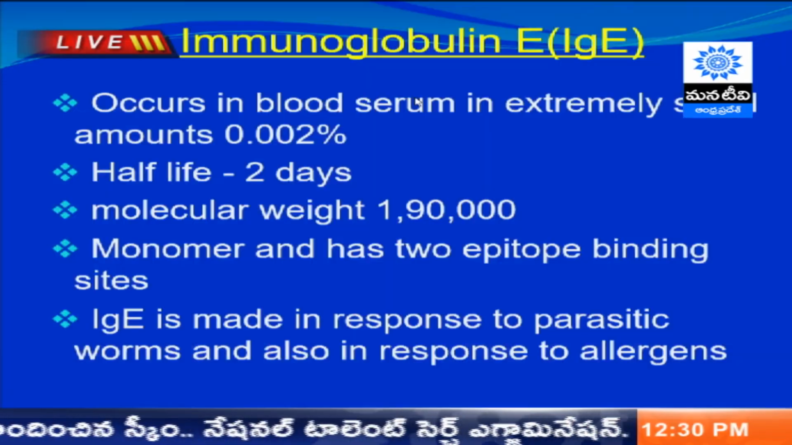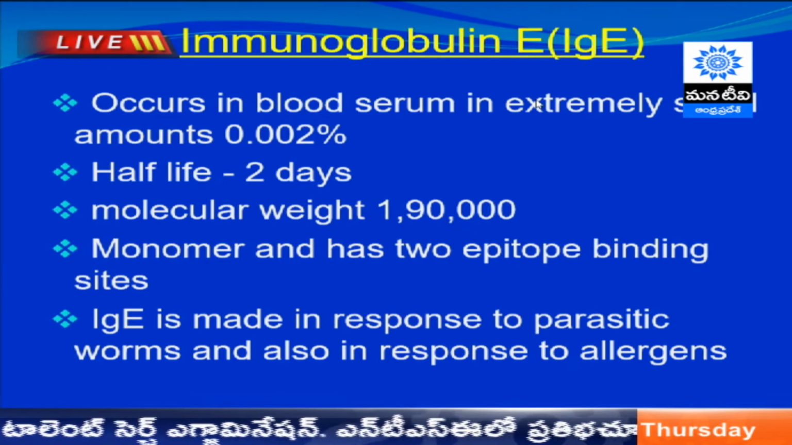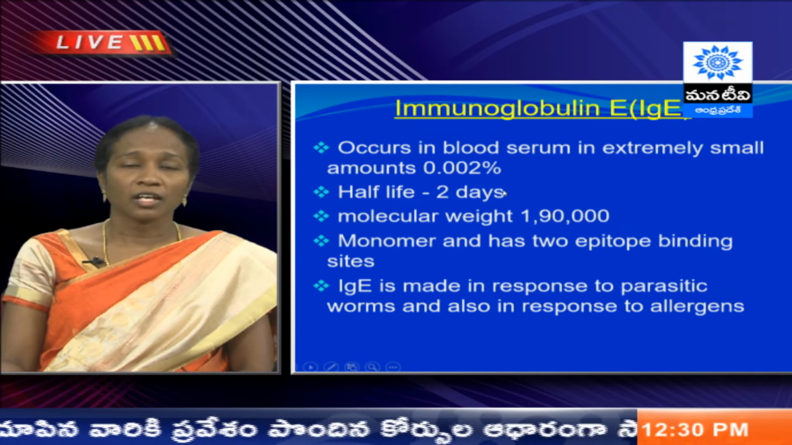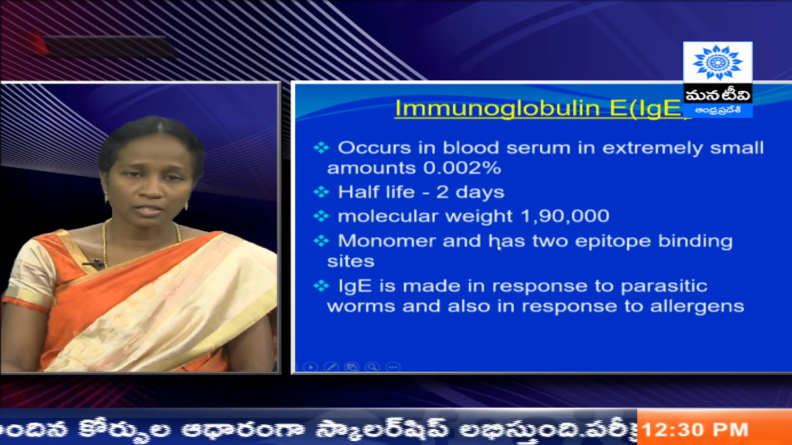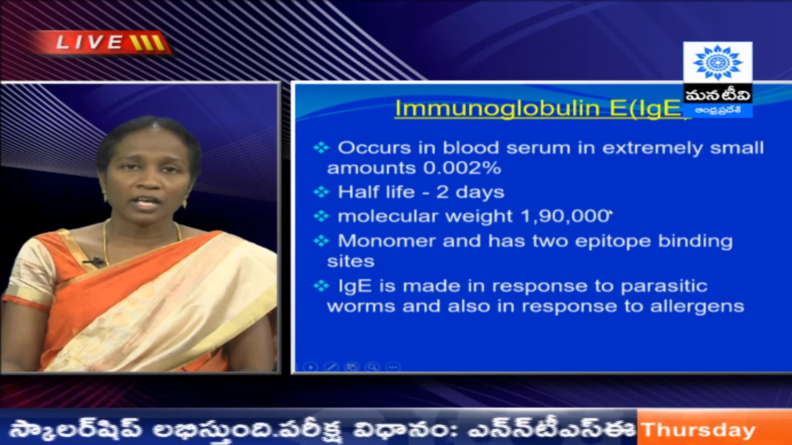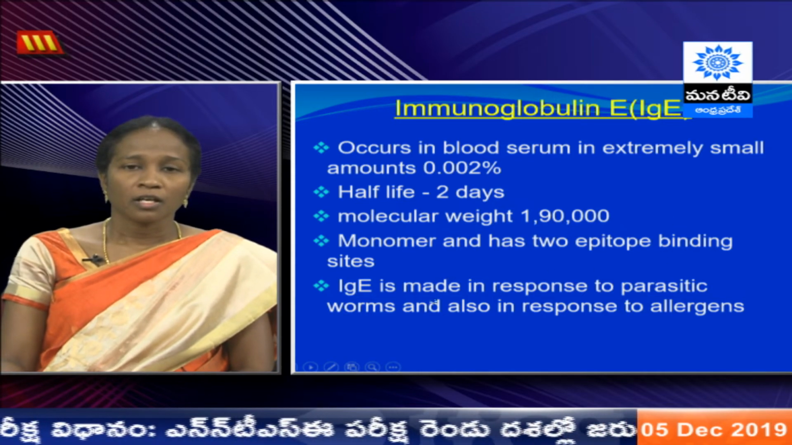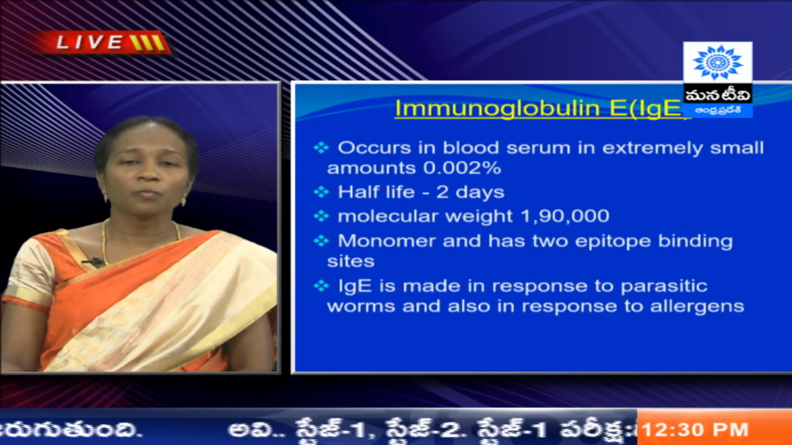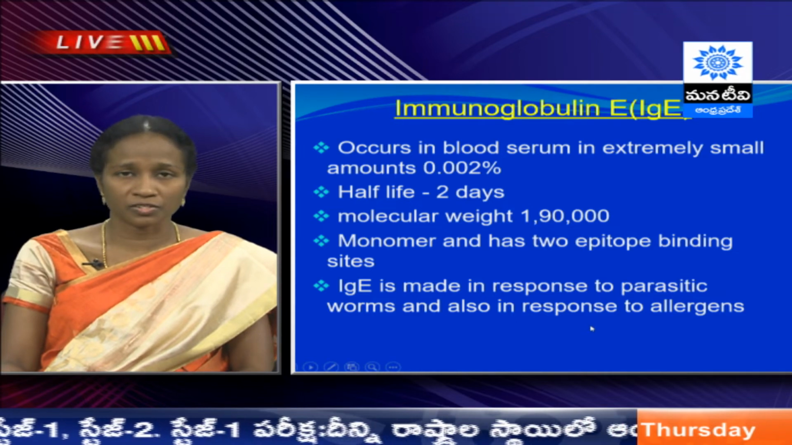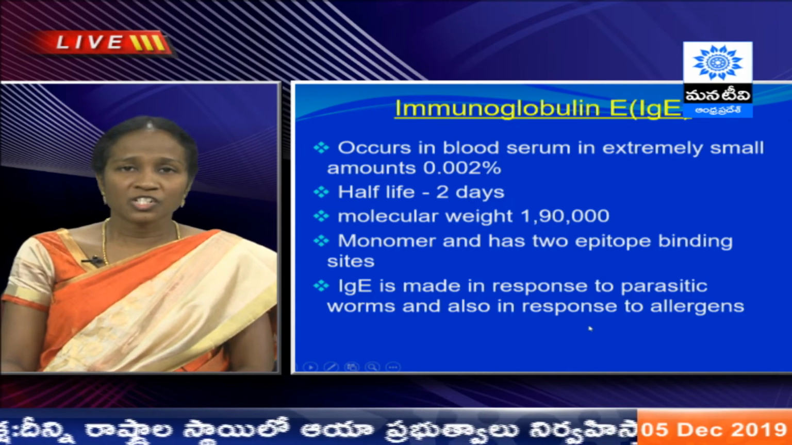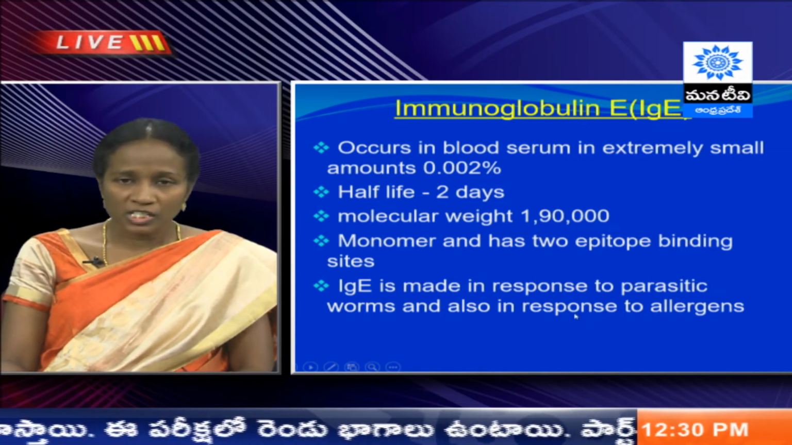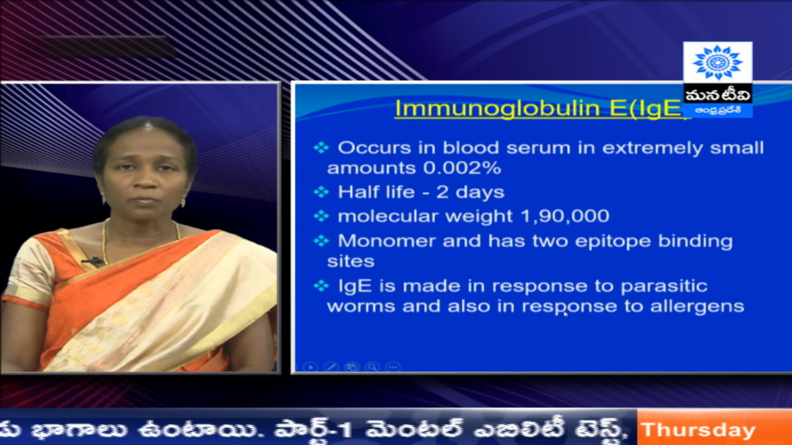Next, coming to immunoglobulin E. It occurs in blood serum in extremely low amounts among the immunoglobulin pool. It has a half-life of 2 days and a molecular weight of 190,000 Daltons. It is a monomer and has 2 epitope binding sites. The production of this immunoglobulin is in response to parasitic worms and also in response to allergens. Whenever any allergen enters the body, immunoglobulin E production takes place immediately and it responds to that particular allergen.